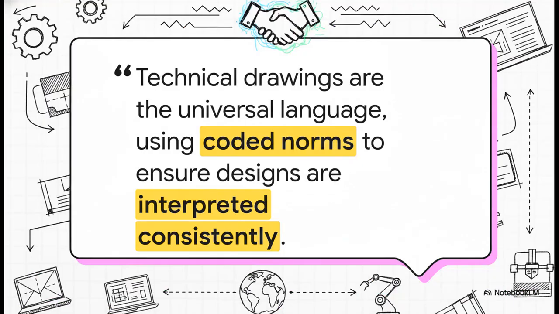And this right here is the key. These technical drawings, they aren't just pictures. They are a full-blown language, built on what you could call coded norms. It's kind of like a shared secret handshake. It's a system that makes sure a design from an engineer in, say, Japan is understood perfectly by another engineer in Germany. There's just no room for error.